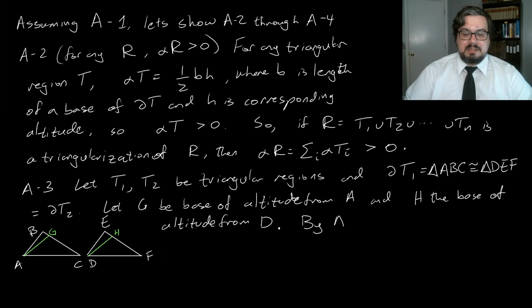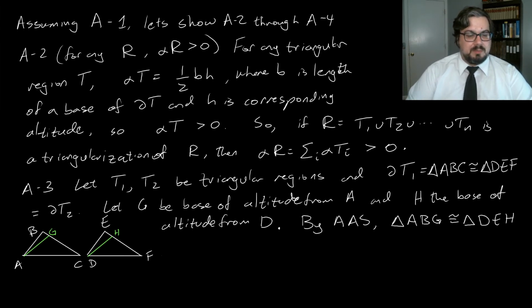So now we can say by angle, side, the triangle ABG is congruent to the triangle DEH. Because the angle at B and the angle at E are congruent. And then, of course, the angle at G and the angle at H are both right angles, hence they're congruent. And the side length AB is congruent to the side length DE, and so we have angle, side showing these are congruent. So, in particular, that means that the segment AG is congruent to the segment DH.